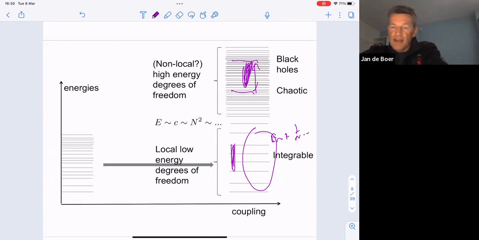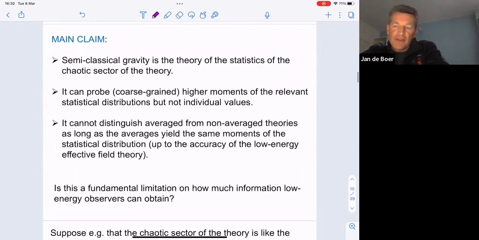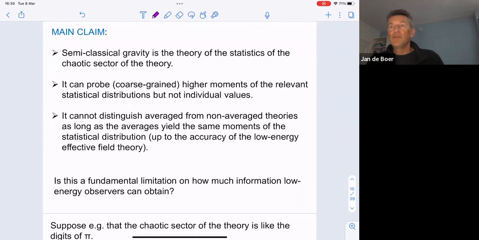So now comes the main claim, and I'll try to give some evidence for it. The main claim is that semi-classical gravity ultimately is the theory of the statistics of the chaotic sector of the theory. So it can probe all kinds of higher moments of the relevant statistical distributions, but not individual values. And in fact, it cannot distinguish average from non-average theories as long as the averages yield the same moments of the probability distributions as the non-average theory. And perhaps there is some fundamental limitation here on how much information you can actually obtain as a low energy observer.